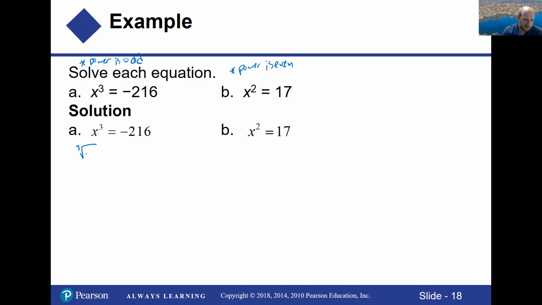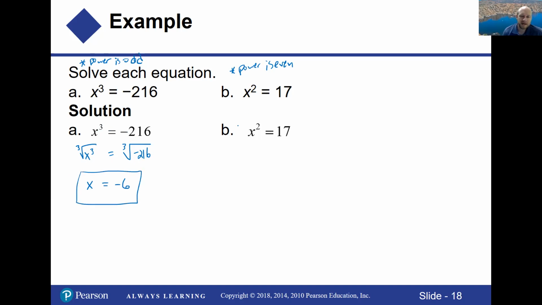So I'm going to take the cube root of x cubed, and then I have to do the same thing to both sides. So I take the cube root of -216. The cube root of x cubed is just x. The cube root of -216 is -6. And when you have an odd power, you don't have to worry about anything else. You don't have to worry about the absolute value because this -6 can be the only solution here. It's the only value of x that gives us -216.